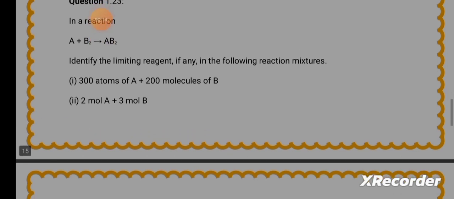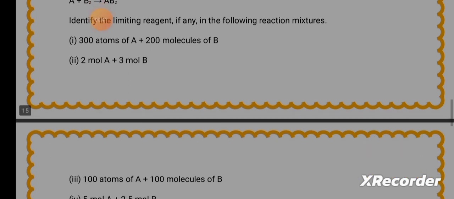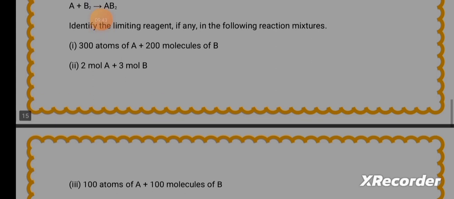तो इक्वेशन आपको क्या बता रही है बच्चे कि A का वन एटम रिएक्ट करता है B2 के वन मॉलिक्यूल के साथ, मीन्स वन के साथ रिएक्ट करेगा. तो दैट मीन्स 300 एटम ऑफ A 300 मॉलिक्यूल ऑफ B2 के साथ ही रिएक्ट करेंगे. So here you have only 200 molecules of B2, that means B2 is the limiting reagent.